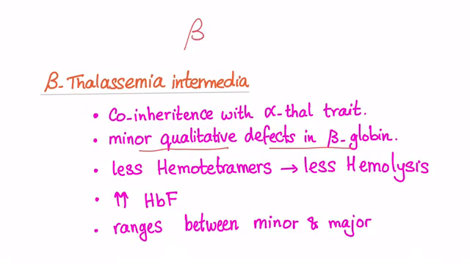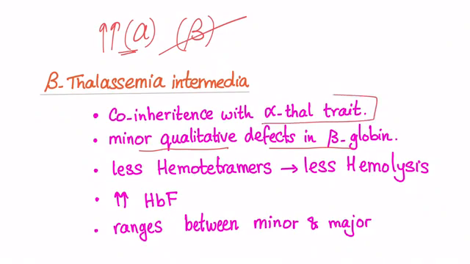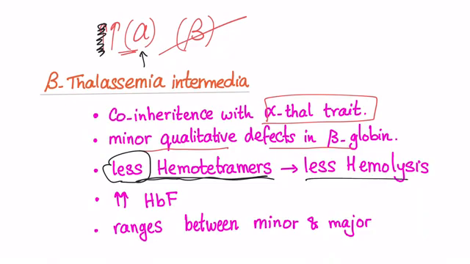So usually we have alpha and beta. Remember, in beta thalassemia major, we didn't have any beta, so the alpha increased, forming hemotetramers. However, in this condition, I have also alpha thalassemia trait. I have deficiency in these alpha globin chains, so I cannot increase them as much. I cannot produce as much hemotetramers, so there is less hemotetramers than beta thalassemia major. There is less hemolysis, and of course hemoglobin F will increase.